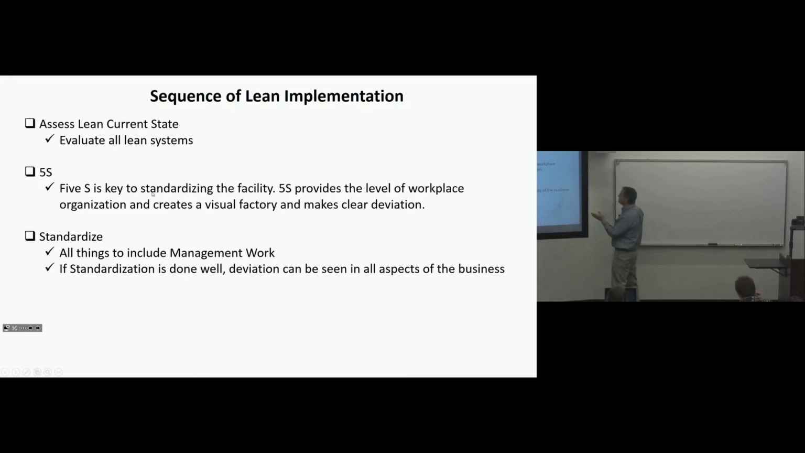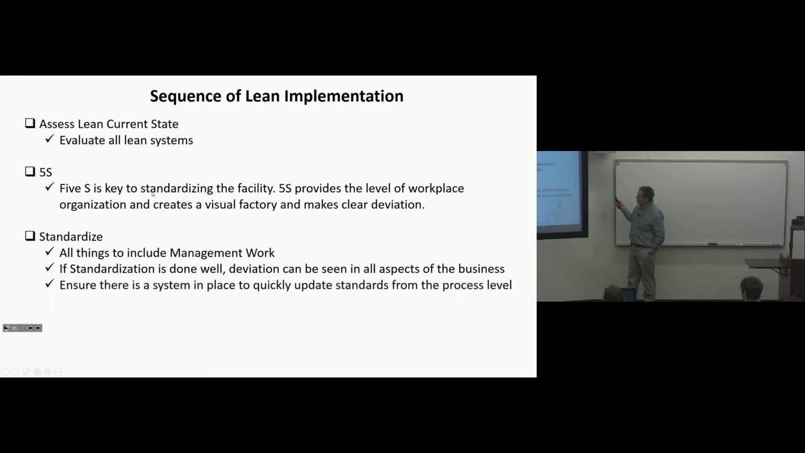If standardization is done well, deviation can be seen in all aspects of the business. With 5S and standardization, you should be able to walk through a shop and see deviation easily. And you can walk into most factories and you'll have no idea what's going on. You won't know what they make, why they make it. You won't understand why they're failing. It'll be a mess. It's disorganized because you don't have these systems in place. So you can't manage. You can't lead. You can't teach the standard because there's none there. So again, this is foundational lean.